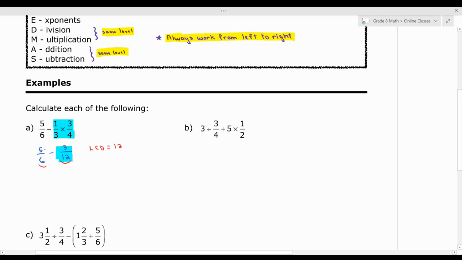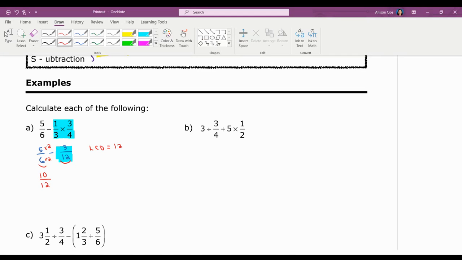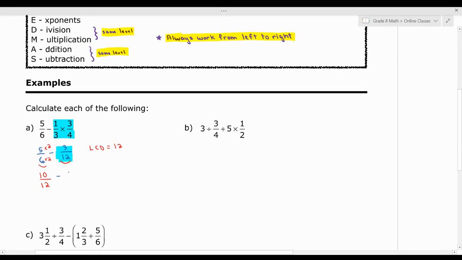Then I'm going to take this 5/6 and write it with a bottom of 12. So I'm going to double this, but you have to also double the top. So 5/6 would be like having 10/12, and then still minus 3/12. Now when I subtract 10 minus 3, I'm going to get 7 over, and don't forget when you add or subtract with fractions, denominators stay. So our final answer for this would be 7/12.